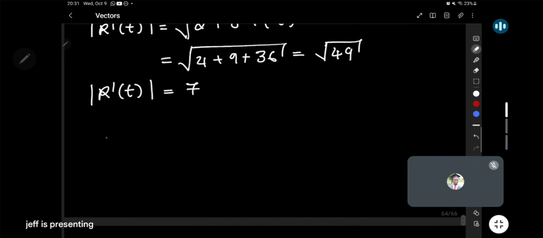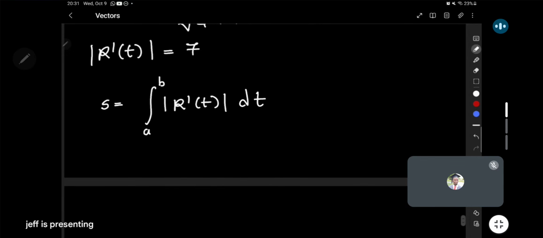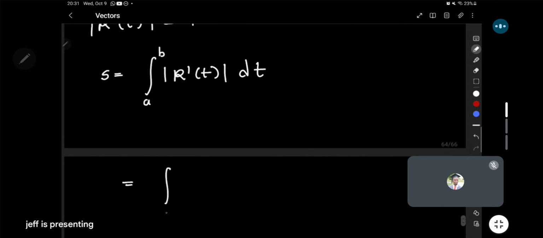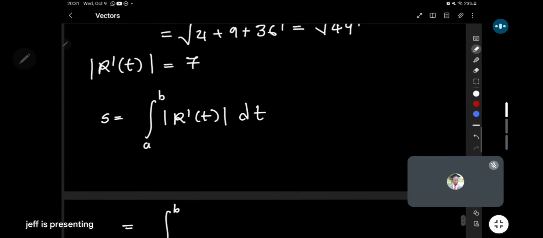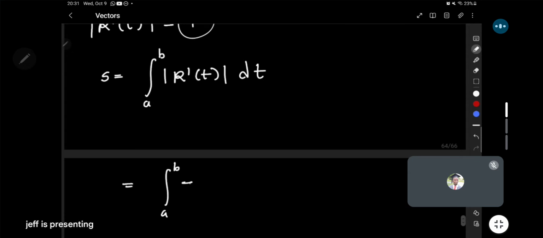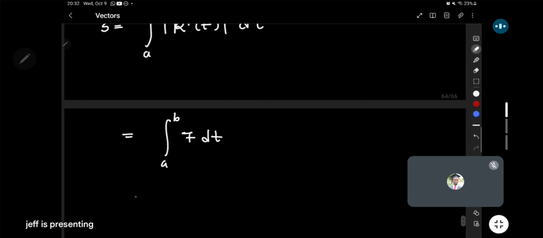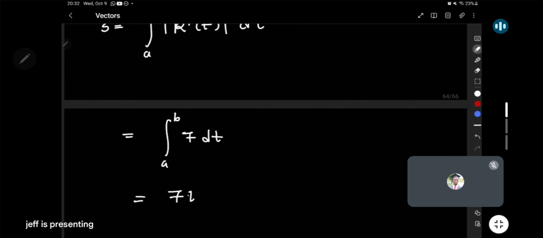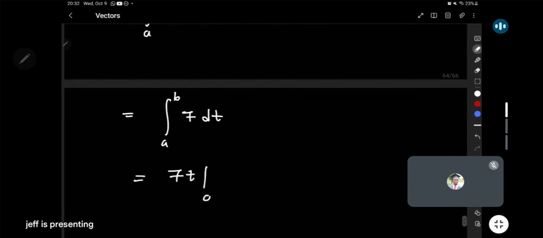Now we go back to our expression for arc length. The arc length is the integral over that interval of this magnitude with respect to t. So where we have that magnitude, we can put what the magnitude is. The magnitude reduced to just 7, so I can put 7 there. When we integrate here, we see that our expression reduces to just 7t, and then this is from A to B.